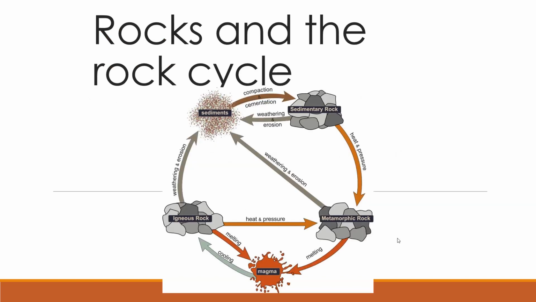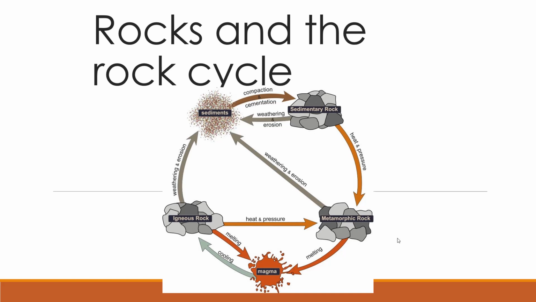So, rocks and the rock cycle. Minerals come together to form rocks. And then those rocks will move through the rock cycle, and we will have things changing and rearranging on the surface. I will come back to this image. Basically, in the rock cycle, you can take any rock and turn it into any type of rock.